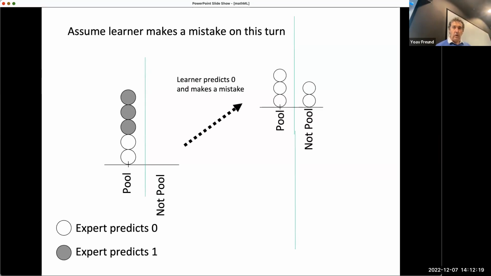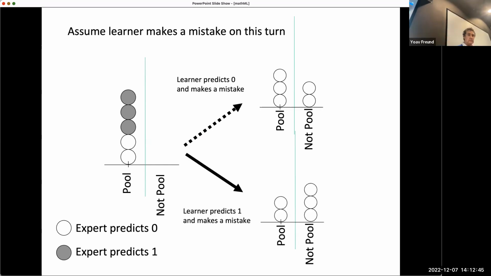Okay, so there are two options to the future, right? Either we predict 0 and make a mistake. So by the way, in this analysis, I always assume that the learner makes a mistake. Otherwise, it doesn't cost anything, right? So let's assume that the learner makes a mistake. If the learner predicts 0 and makes a mistake, then the 2 advance to the other set. If the learner predicts 1 and makes a mistake, then it's the complement. Okay, so these are the two future configurations.